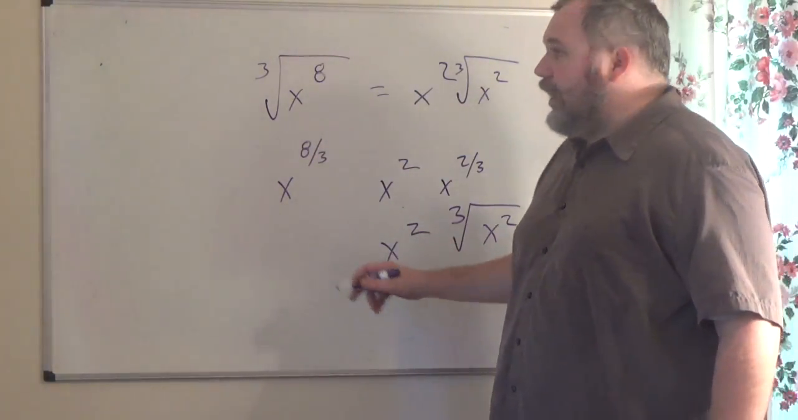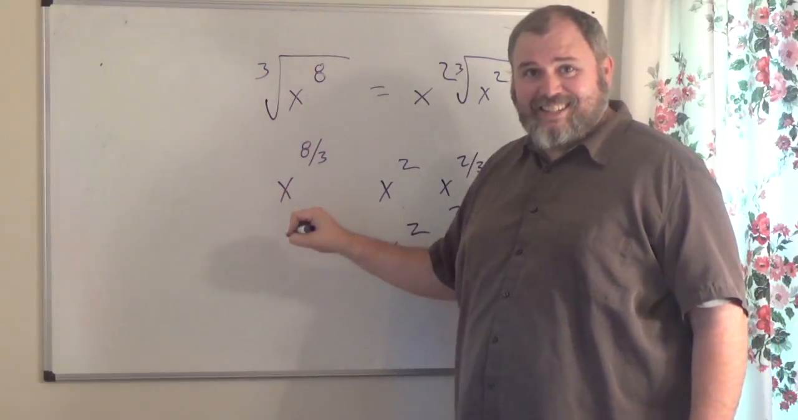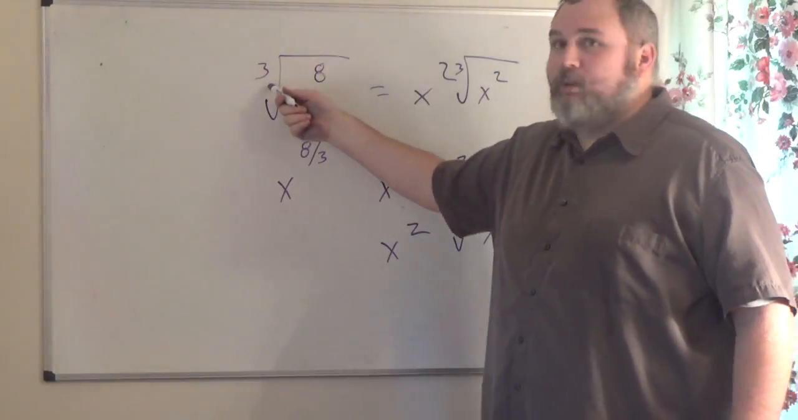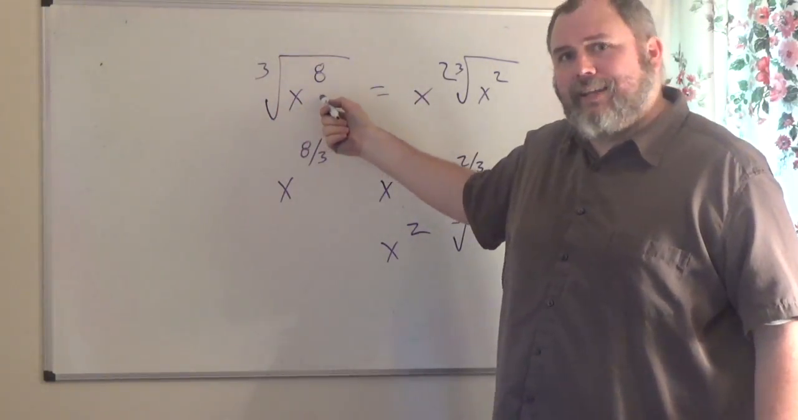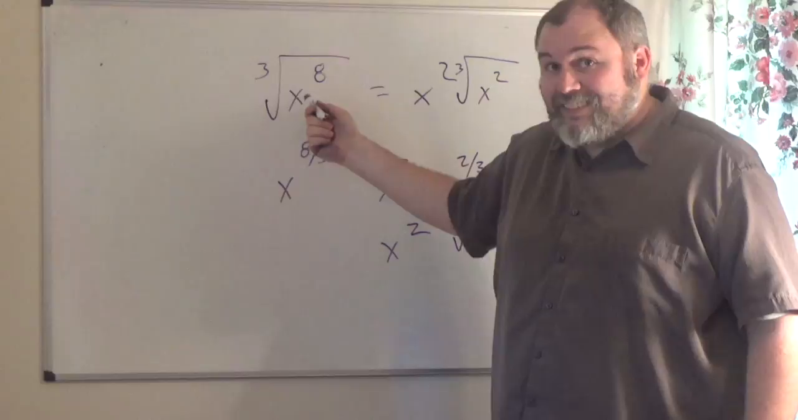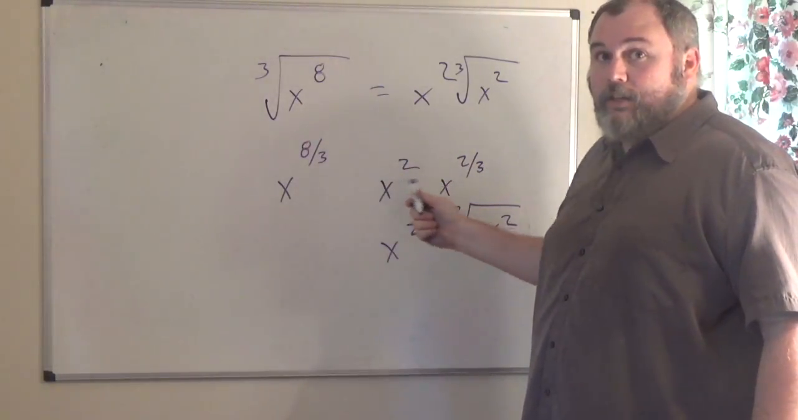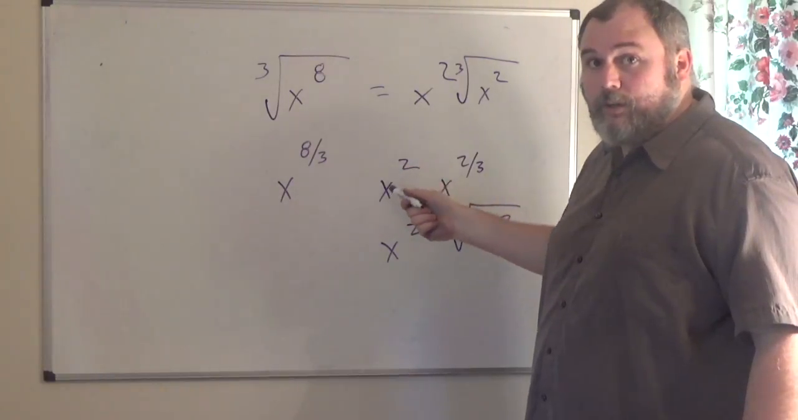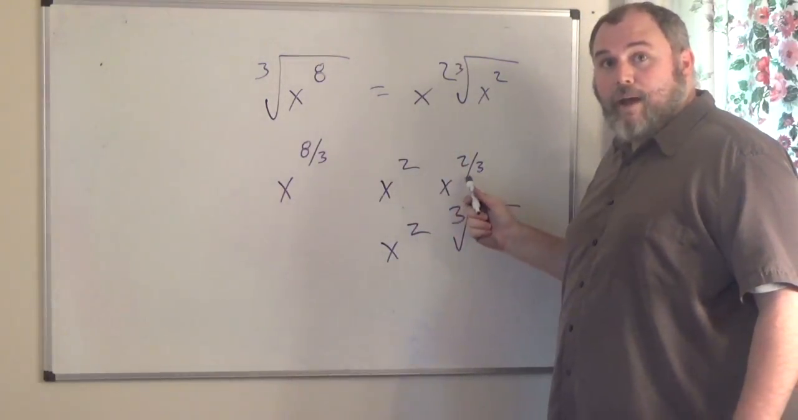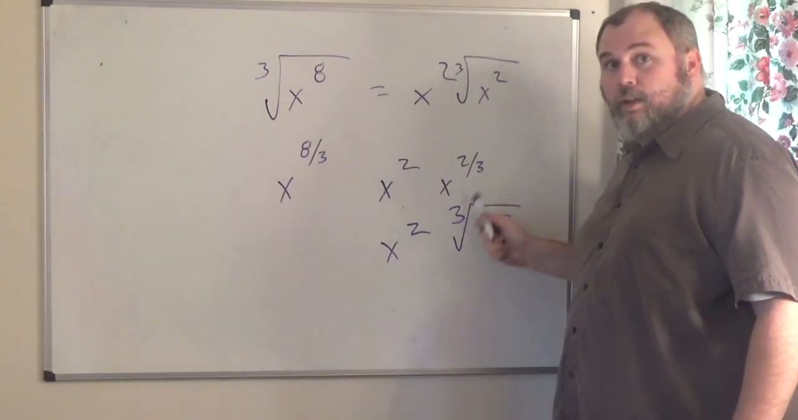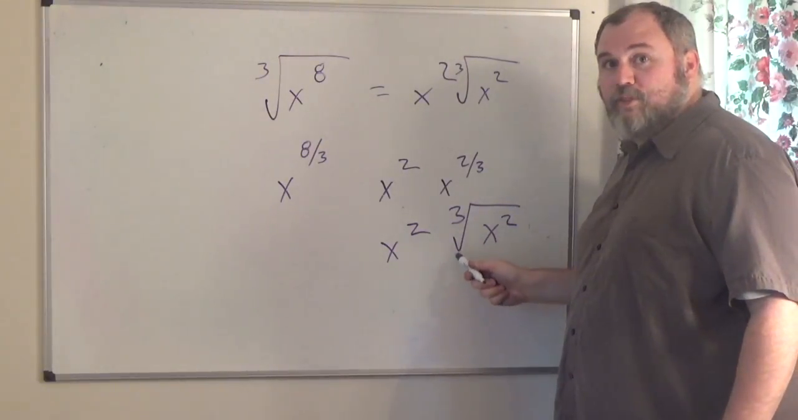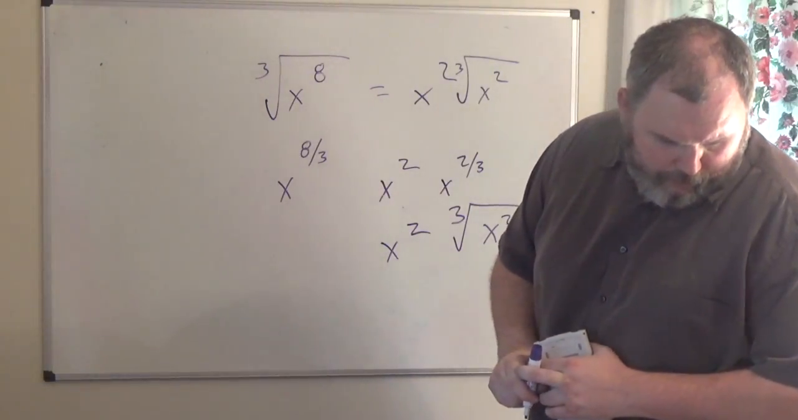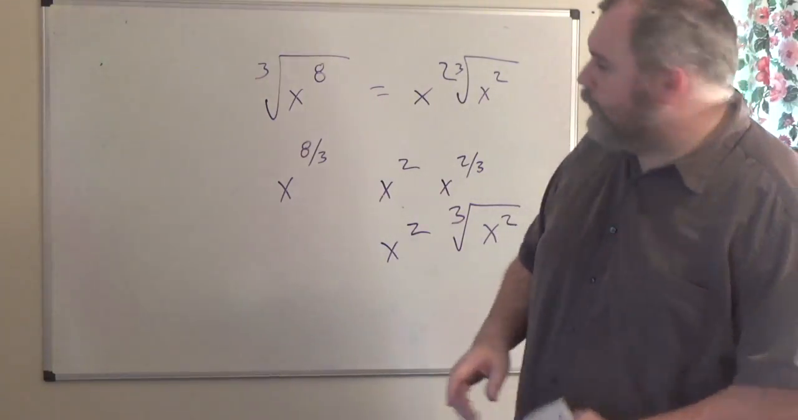Personally, if it helps you to draw all the x's like I just did, it's legal. But if you can understand that it's really asking how many groups of 3 can I pull out of this 8 and what's left over, then that's the way you need to do it. You know you can pull out two full groups of 3, that gives me my x squared, and my remainder is the 2/3. Or I can say x squared times the cube root of x squared. Alright, let's go to number 4.